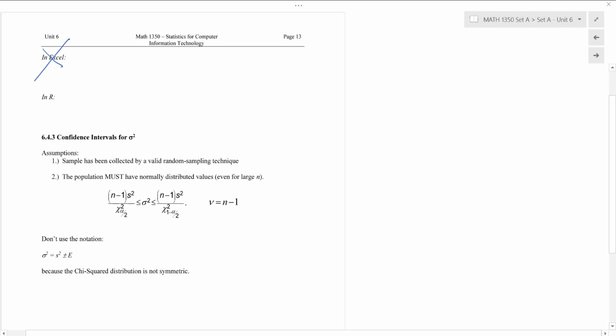We have not been using Excel, but we can do so in R. So we can use the two chi-squared functions, p chi-squared and q chi-squared. These are the two functions we'll use in R. P chi-squared takes x and df, whereas q chi-squared takes probability and also degrees of freedom.